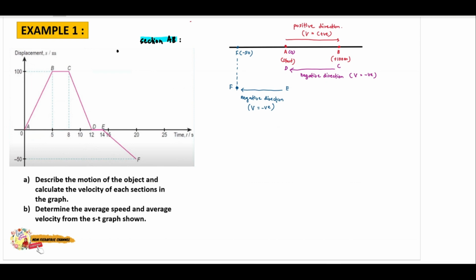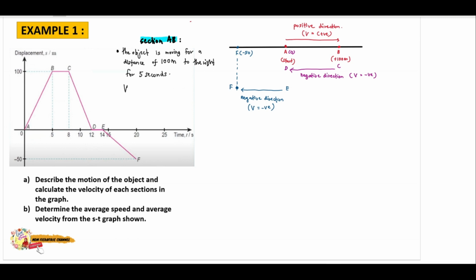Okay, kita tulislah kat sini. The object is moving for a distance of 100 meter to the right. Okay, to the right. Berapa lama dia bergerak to the right? For 5 seconds. Okay, and the velocity of the object, so kita kira lah.